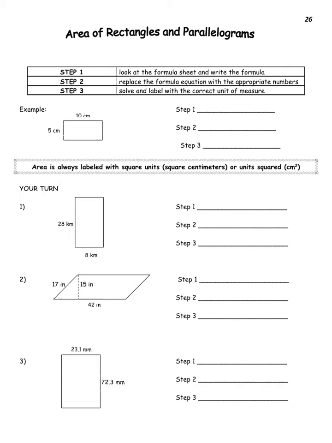Alright, page 26, let's try this example. So L is 10, W is 5. So area of a rectangle is length times the width. So that's going to be 10 times 5, and you get 50 centimeters squared. So don't forget to square area. Write this down.